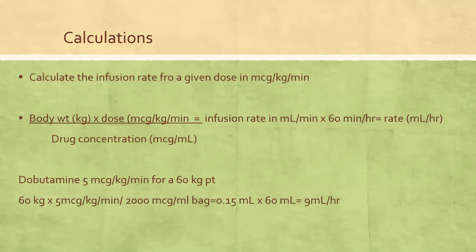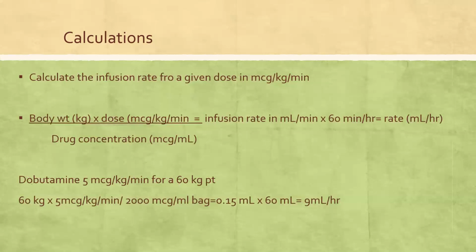Okay, this is an interesting one, and we're going to do mics per kilogram per minute, and we're going to do 2 different things. So we want mics per kilogram per minute, which is very common in vasoactive drugs. We're looking at our body weight in kilograms times the dose, mics per kilogram per minute, divided by the drug concentration in micrograms per mil, and that's going to give us the infusion rate in mils per minute. We times that by 60 minutes per hour, and we get the mils per hour. Oh my gosh, head exploding already, right? Or you're all smarter than me, so you're not.